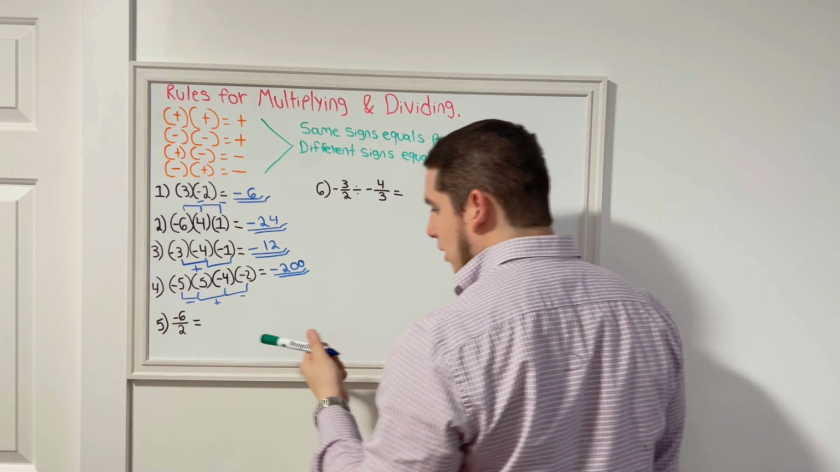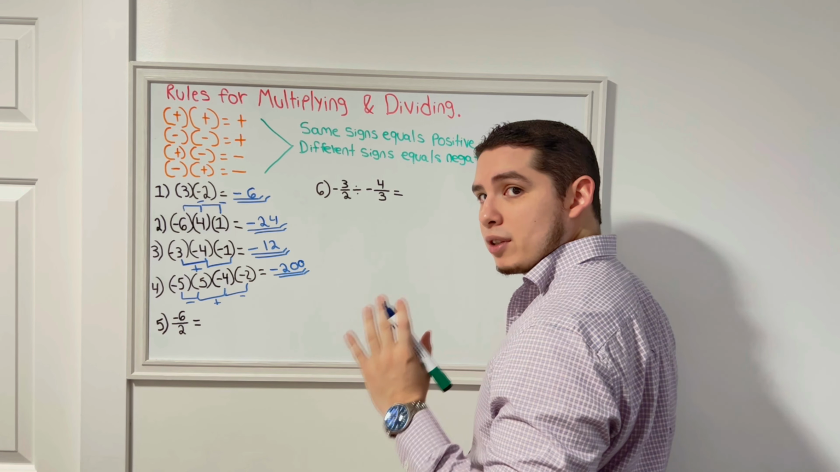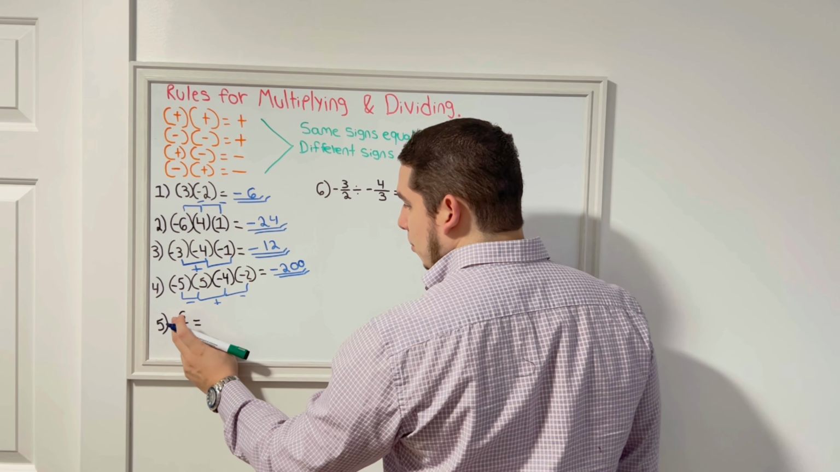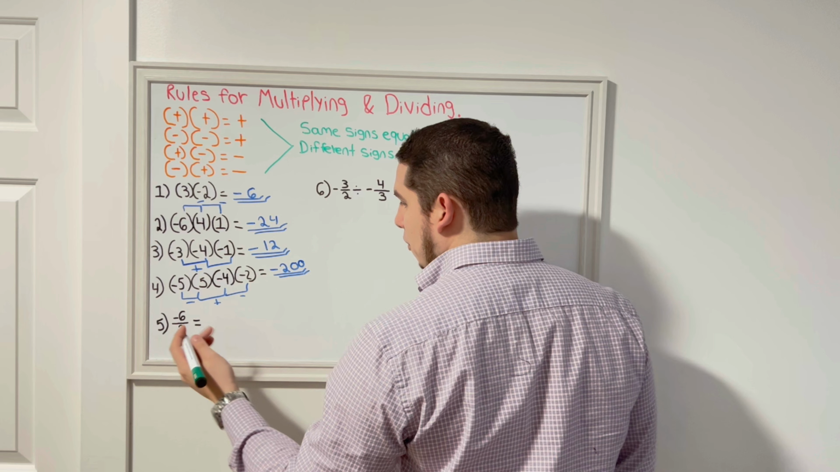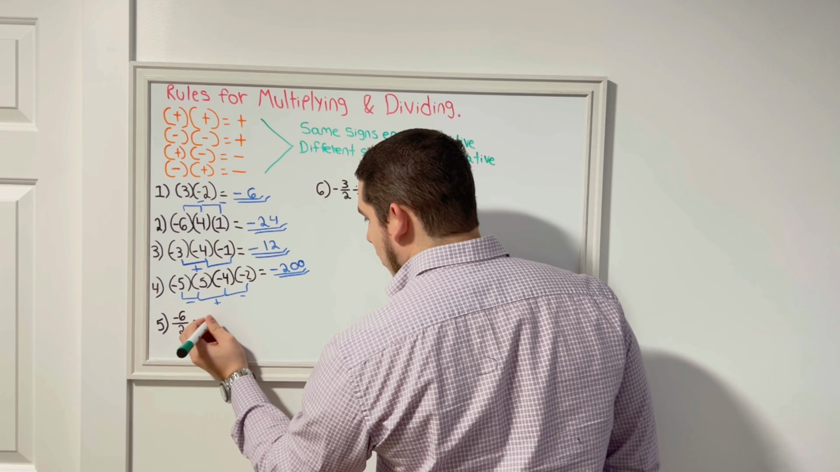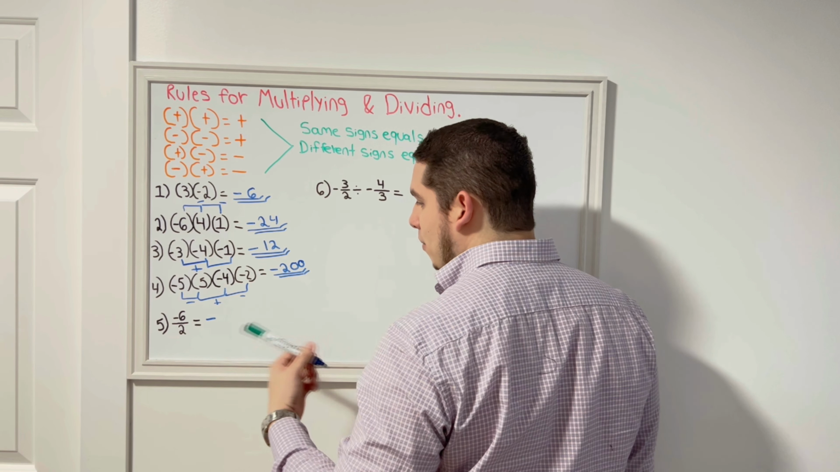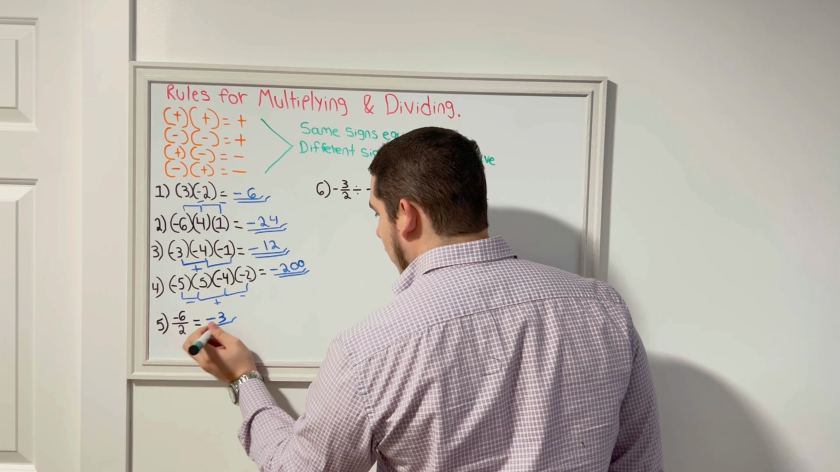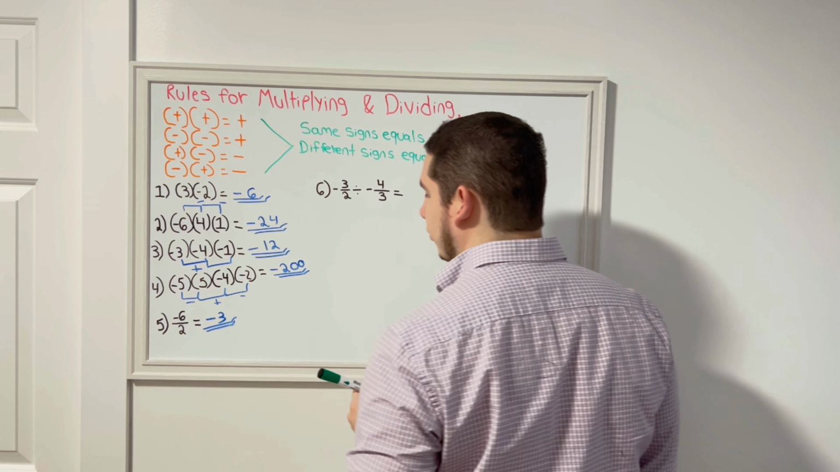Now, as I mentioned before, we have to follow the same rules for division. So we have a negative dividing a positive. We have different signs, therefore the answer is negative. And 6 divided by 2 equals 3. So the answer is minus 3.